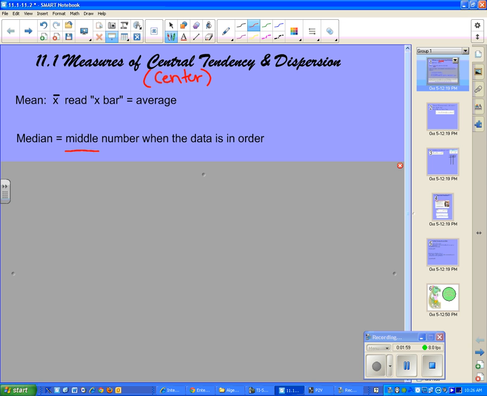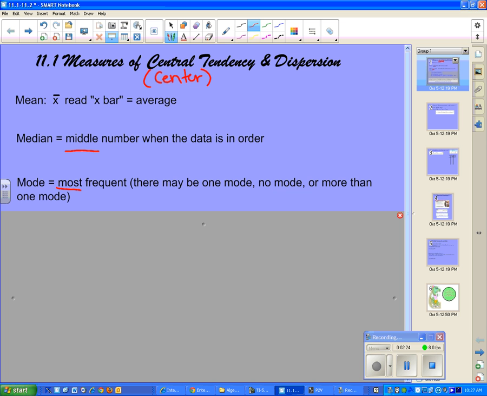And remember that that's the key. It needs to be in order to be able to find the median. What if you have an even number of data points and you got to the middle and you had 2 points in the middle? Then what do you do? Right, add them up and divide by 2. Good. Mode, most frequent.